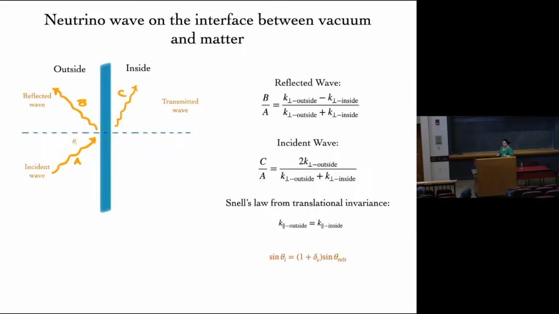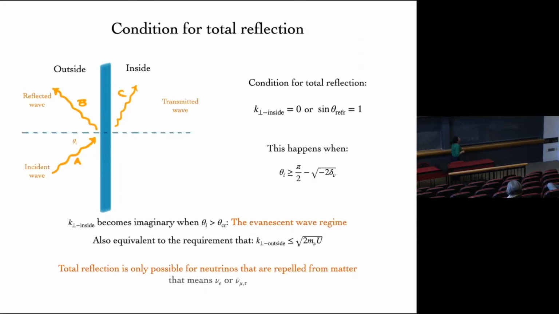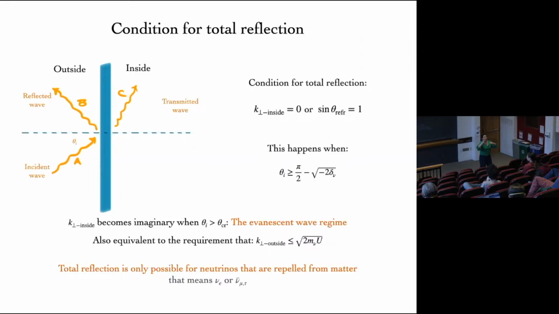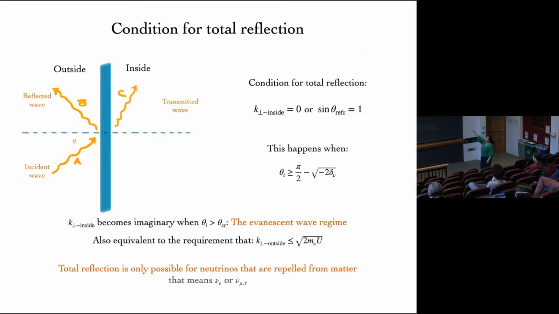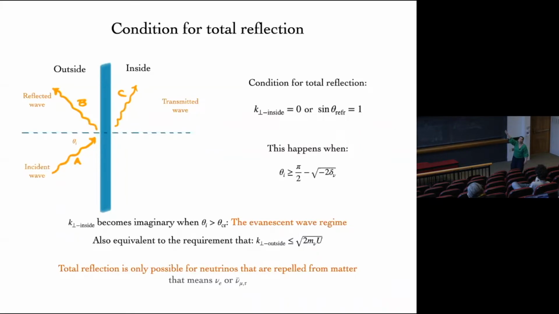Now, the critical angle you get when the momentum inside, when the ray comes out parallel to the surface. So K perp, the momentum perpendicular to the surface on the inside matter, is 0. Or the sine of the refracted angle is 1. Basically, the ray becomes parallel to the surface. This happens when the incidence angle is pi over 2 close to the square root of minus 2 delta nu. So if you remember from optics, the critical angle is related to the square root of the index of refraction. And this is where the square root of G Fermi comes in.